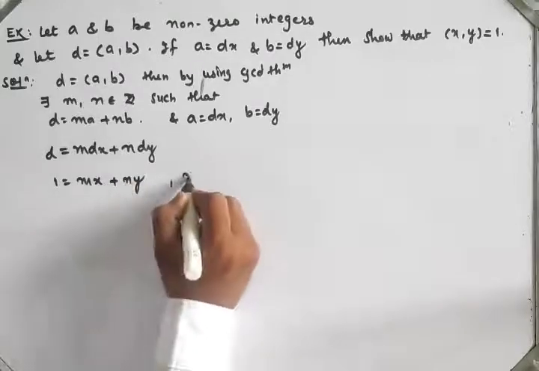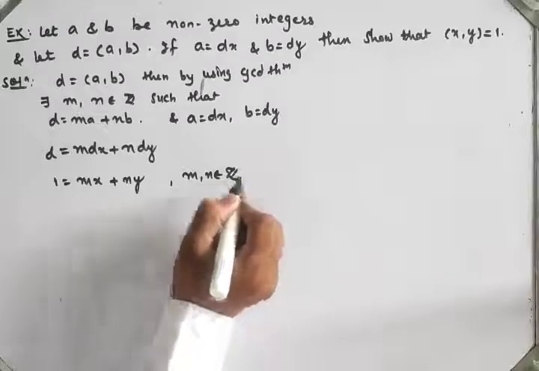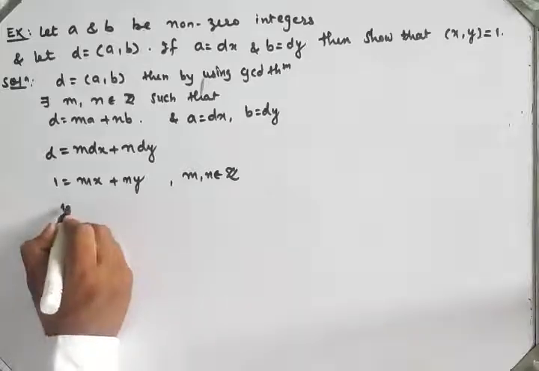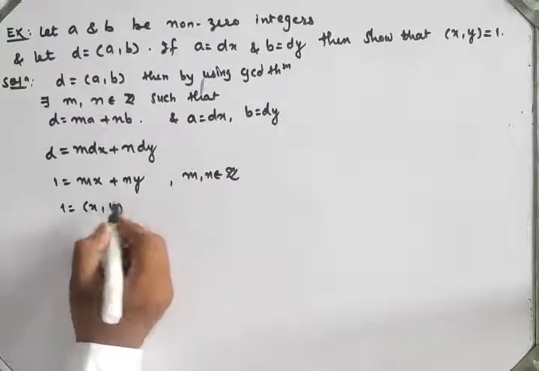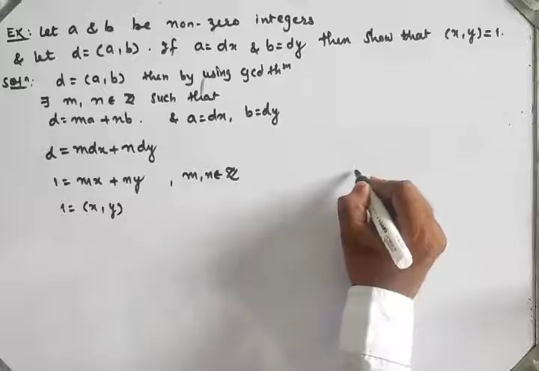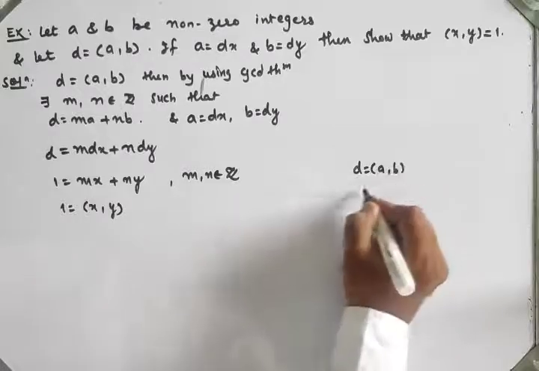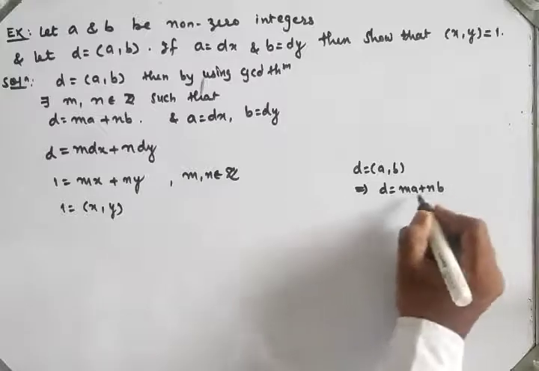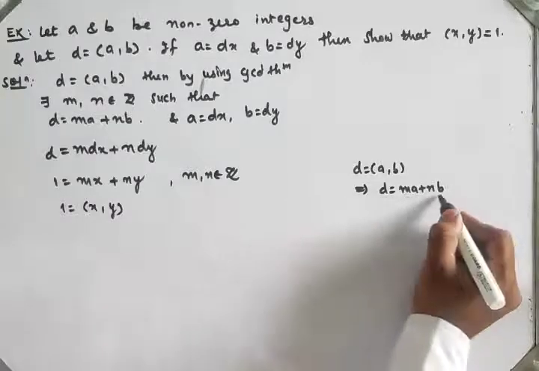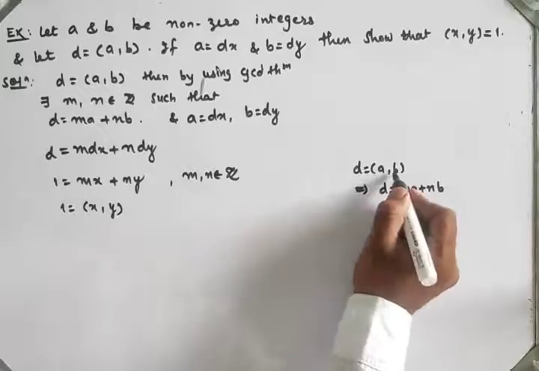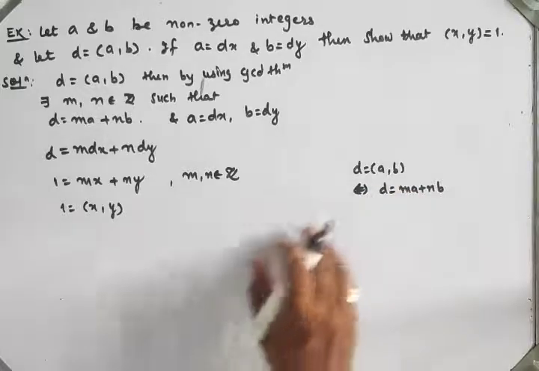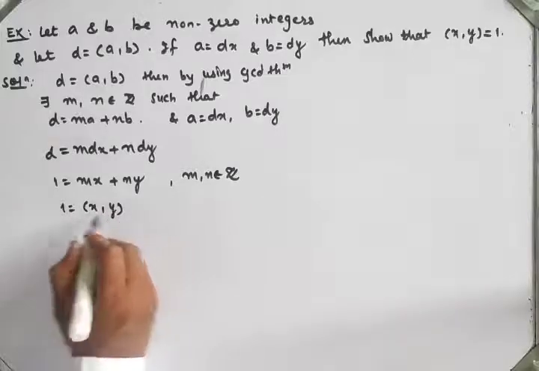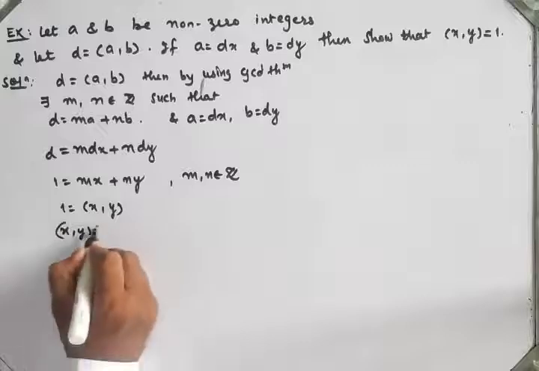So here m, n belong to the set of integers. Then by using the GCD theorem, what do we say here? 1 is equal to GCD of x and y, right? It means if d is equal to GCD of a and b, then we write it as d is equal to ma plus nb, and if we have d is equal to ma plus nb, then we can write d as GCD of a and b, means this is an if and only if condition, right? So we get here 1 is equal to GCD of x and y, means GCD of x and y is equal to 1.